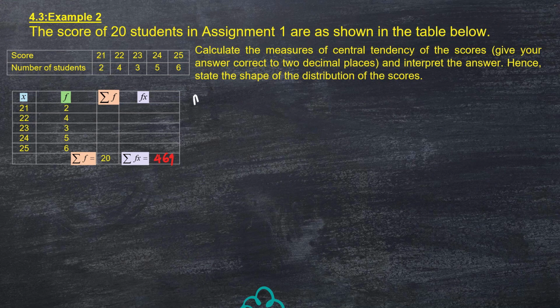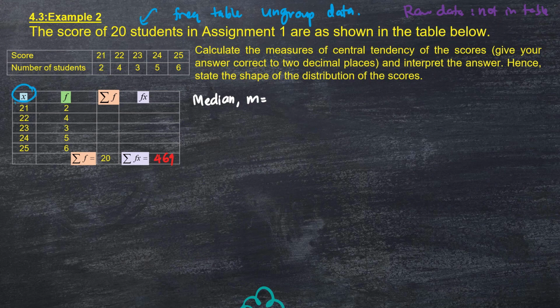Next we will move to find our median. Our data here is called a frequency table, still for ungrouped data. Before, we learned about raw data, which is not in a table, but here it is in a table. As you can see, your X is in ungrouped form. So for this part, we still use the same formula for median, which is the n plus 1 over 2 observation. Our n here is 20, the cumulative frequency, summation f, plus 1 over 2 observation.